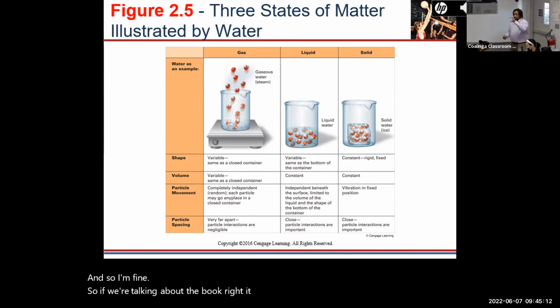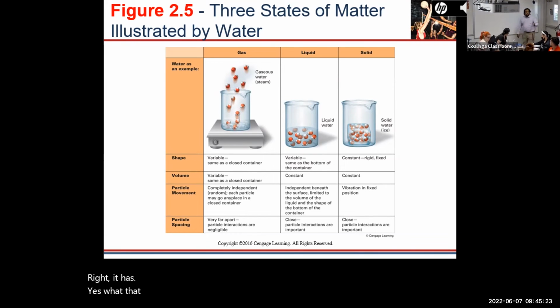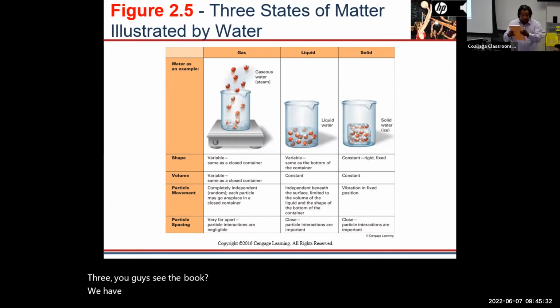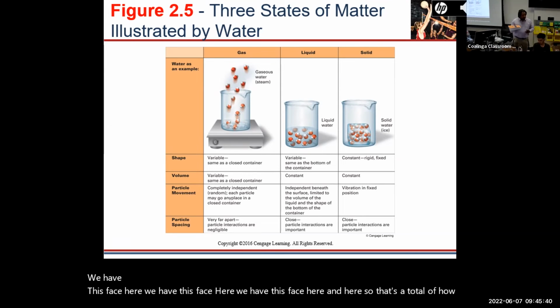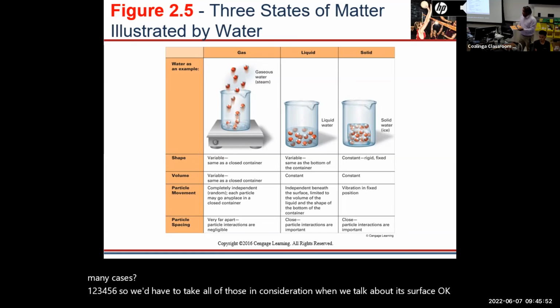It has 4 different spots, right? So if we think about that book, it has this one, that face. It's easy for you guys to see the book. Okay, we have this face here, this face here, this face here, here, here, and here. So it has a total of how many faces? 1, 2, 3, 4, 5, 6. So we have to take all of those into consideration when we talk about its surface area. Okay, that would be the surface area of the book.